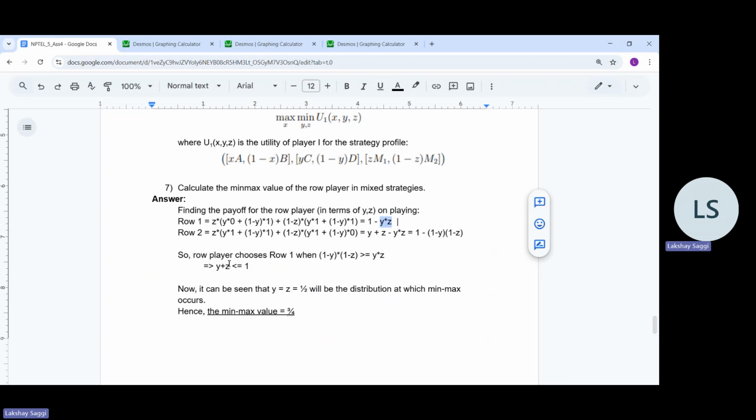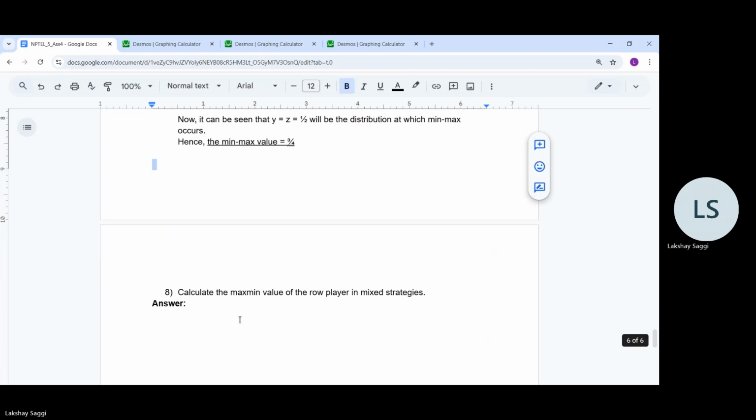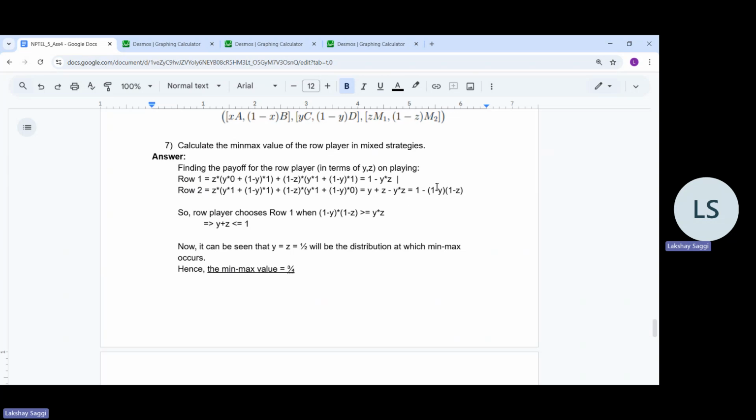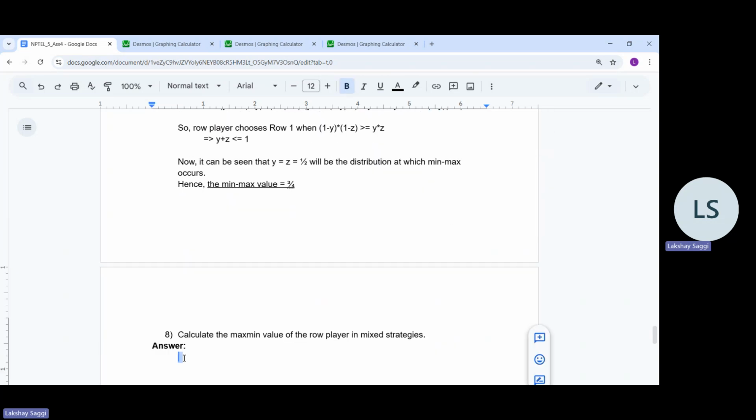Similarly, you can repeat the same argument for row two: what are the constraints when it is chosen and when will this thing be maximized? And you will arrive at this, that y equal to z equal to half will be the way to go. The values are designed in such a manner in the problem that this will occur. I'm not going to do this part also because we are running out of time, and maybe we can discuss the eighth question now.